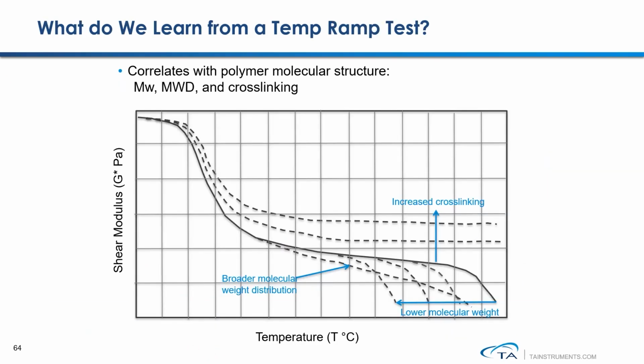The dynamic temperature ramp experiment is also used to compare polymers that have different molecular architectures, such as molecular weight, molecular weight distribution, and degree of cross-linking. For example, if you're testing a series of polymer samples that have different molecular weights, you will observe that polymers with lower molecular weight show a much shorter rubbery plateau region.